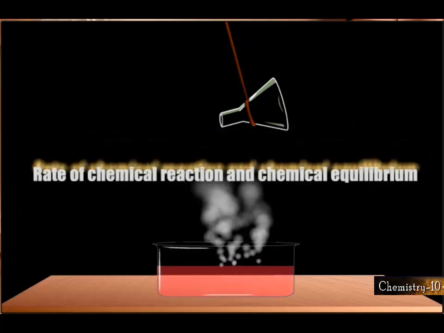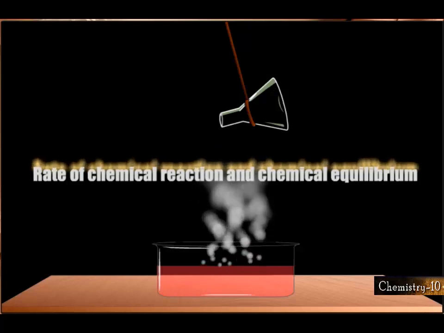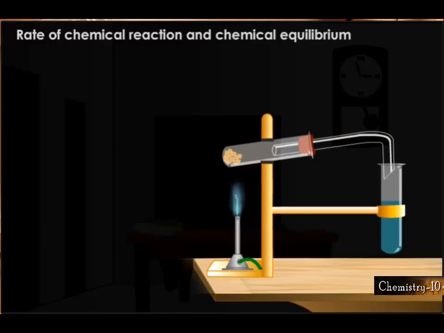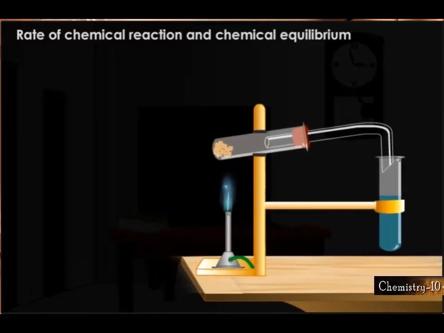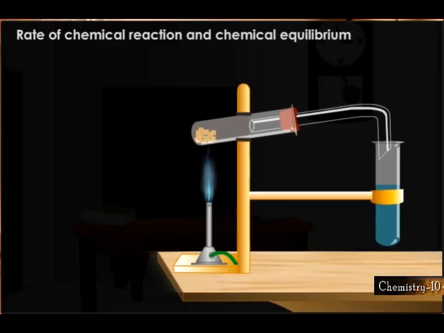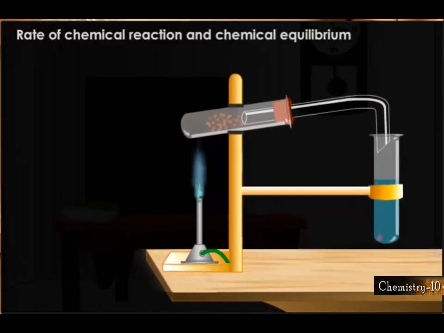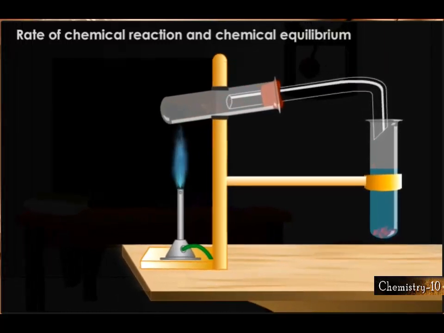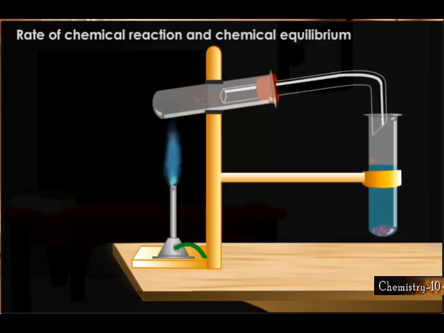Rate of chemical reaction and chemical equilibrium. Chemical reactions are changes during which some new substances are formed. During such changes, the nature and identity of the initial substance changes. During a chemical reaction, reactants are converted into products. The rate of reaction tells us how fast a reaction takes place.